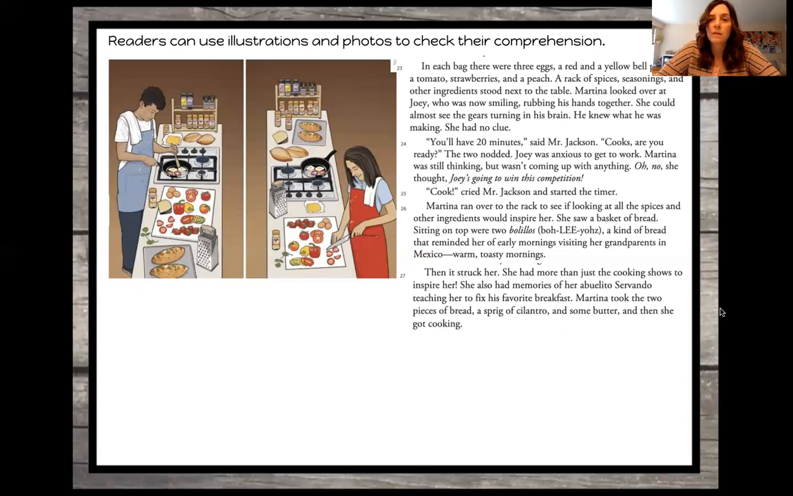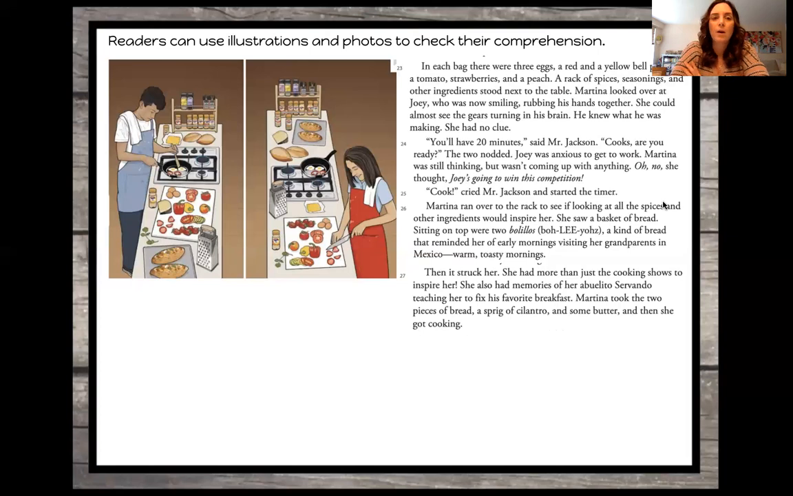So if you take a look at this text, you'll see that there are some text features. Mostly the author here uses italics. And the author uses italics to show when Martina is getting upset because she can't figure out what she's going to cook. So she says, oh no, she's thinking in her head, Joey's going to win this competition. And that stands out to us to show us that in that moment, she's feeling really frustrated and nervous.